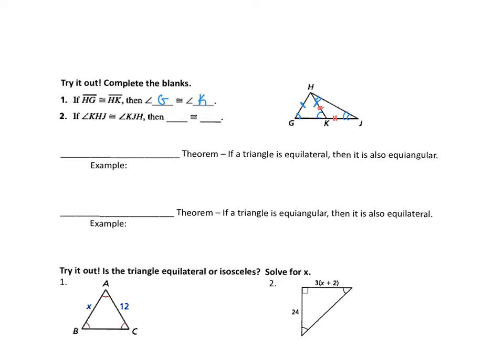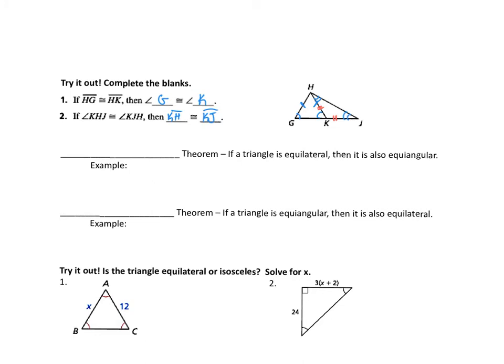Well, now since those base angles are congruent, I know that KH has to be congruent to KJ, using my tick marks there. And that is all we have for isosceles. Let's go on to another example.